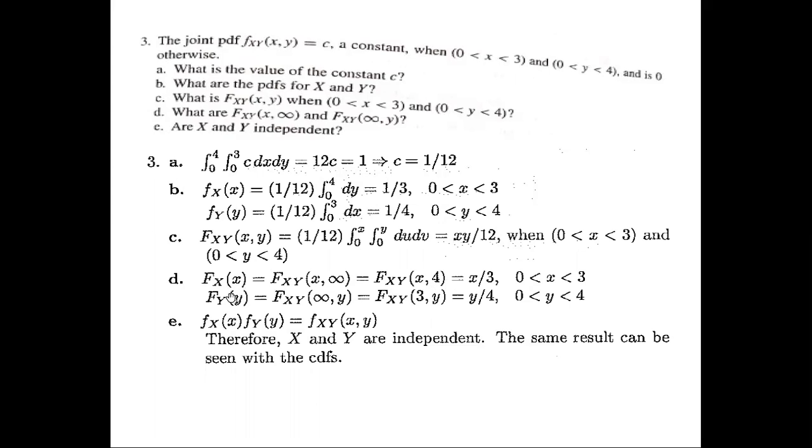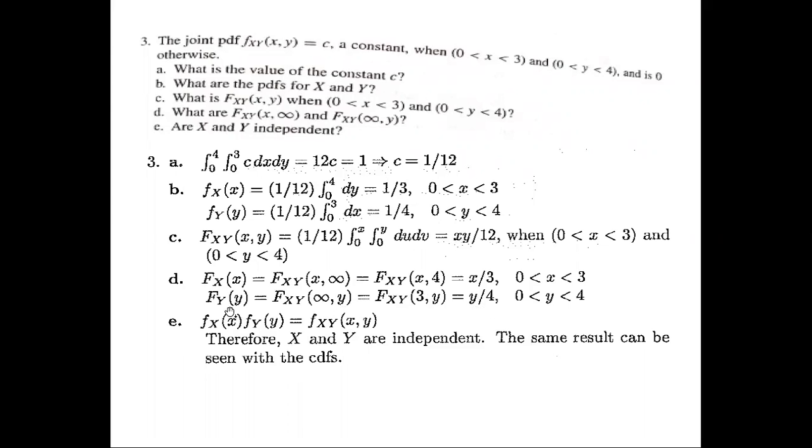Similarly, F of y will be F of x, y at infinity comma y. The x value is infinity, which again means the values do not exist beyond the range, so we write 3 here: F of x, y at 3 comma y. If you substitute 3 in this xy by 12, you'll get y by 4.